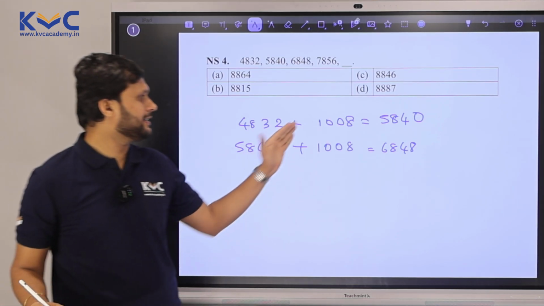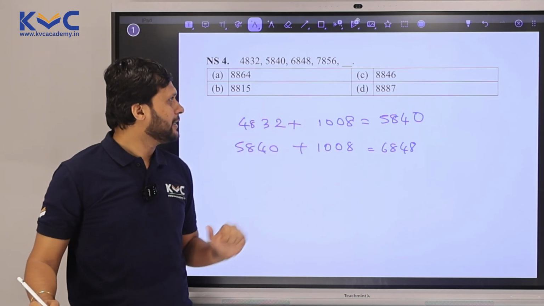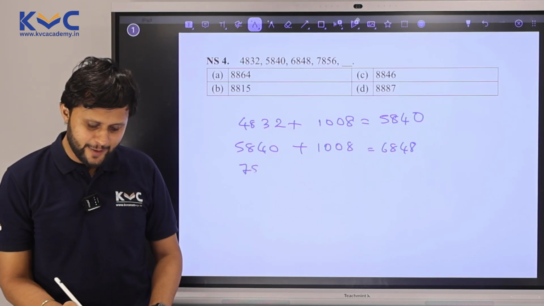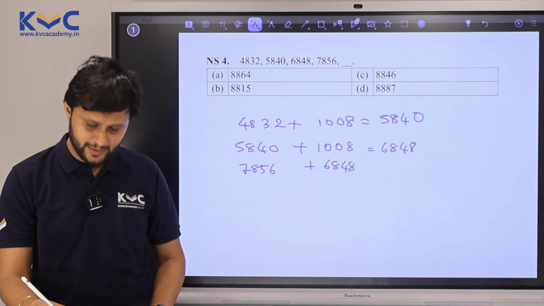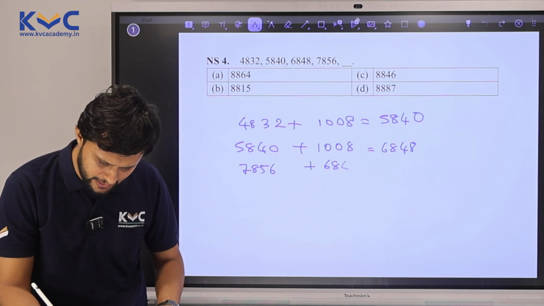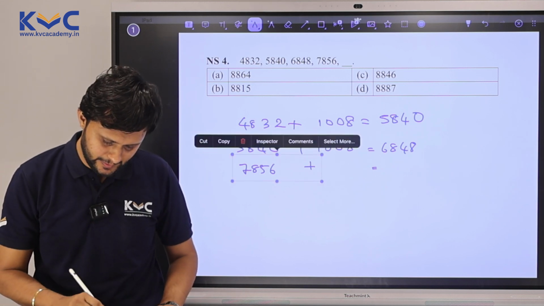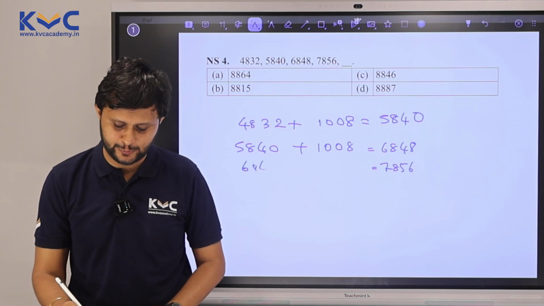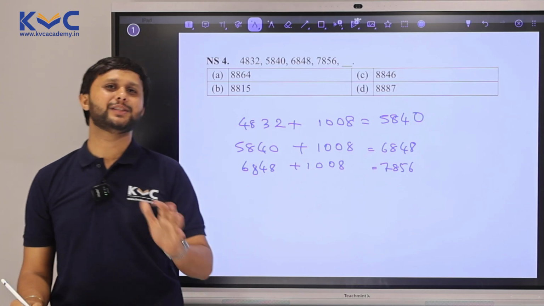Now this time the difference is constant. The difference is the same from the first to the second. So the third one we'll check. 7,856, and if you take the difference with the previous number, the previous number is 6,848. Again the difference is exactly the same, 1,008.